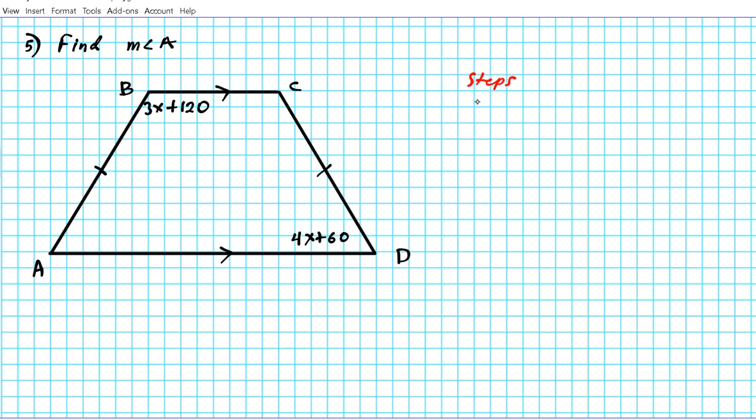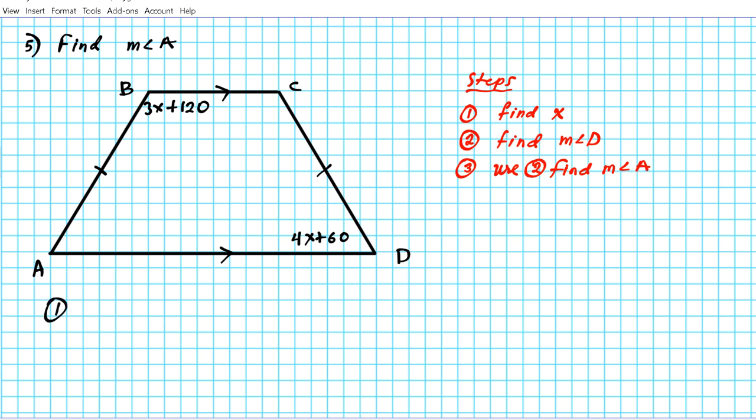Alrighty, so steps are as follows. First of all, we need to find what x is. And then after we're done finding x, we need to find the measure of angle D. Well, why are we looking for the measure of angle D? Because if we know the measure of angle D, we just automatically know the measure of angle A because they're both base angles, okay? So we're going to use what we got from 2 to find the measure of angle A since they're base angles.